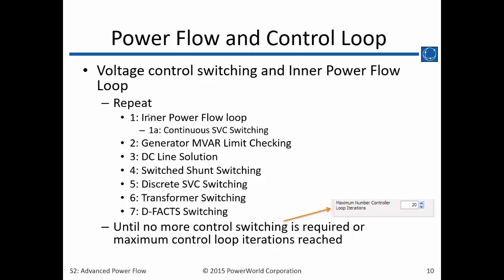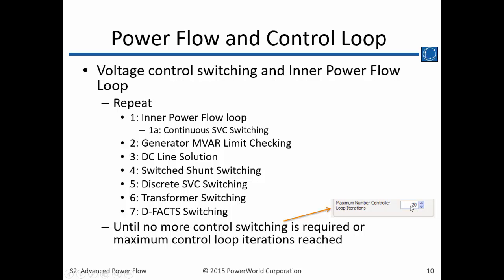control loop, then it will do the adjustment and it will repeat the loop. So it will redo the inner power flow loop and resolve the Newton-Raphson power flow, and then check all of these things again until it gets to the point when no more controls are switched, or until a maximum number of control loop iterations is reached. And by default, it's 20.